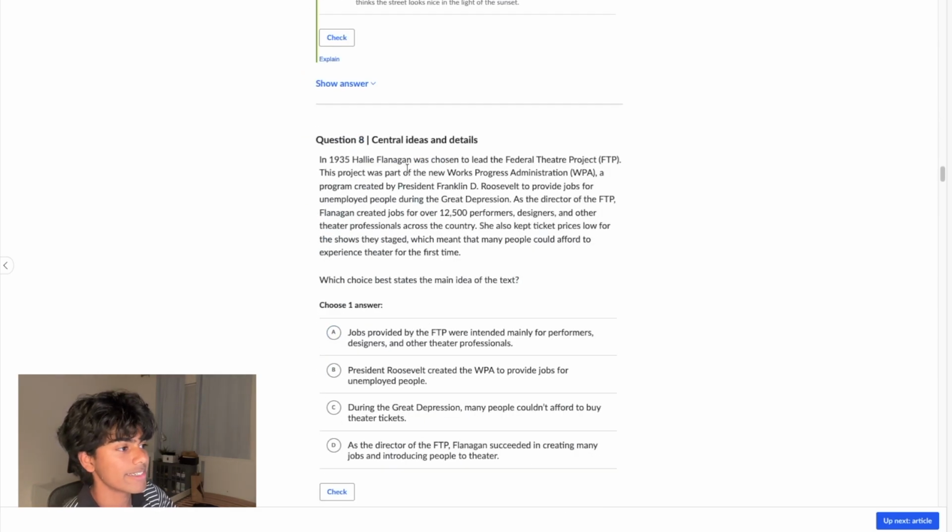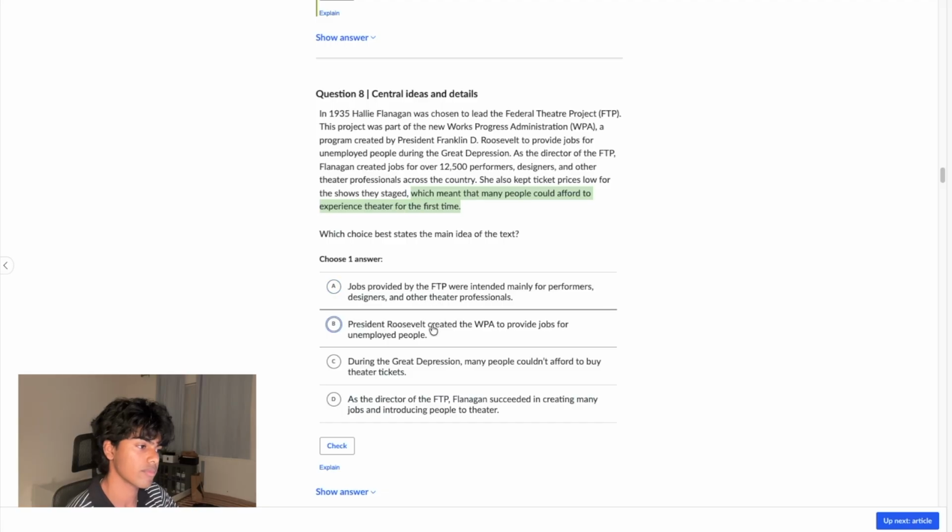Okay, question 8. What is the main idea of the text? So now we actually had to read the text. Chosen to lead the Federal Theatre Project. Works Progress Administration. If you guys are taking AP US History, you should know about this. She kept tickets low, which meant people could afford them. So again, this is not focusing on the FTP, but it's focusing on what she did as the director. So this is going to be the main idea.